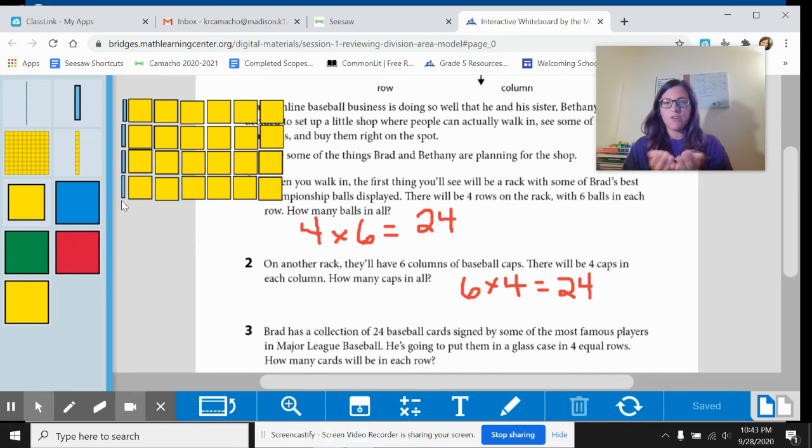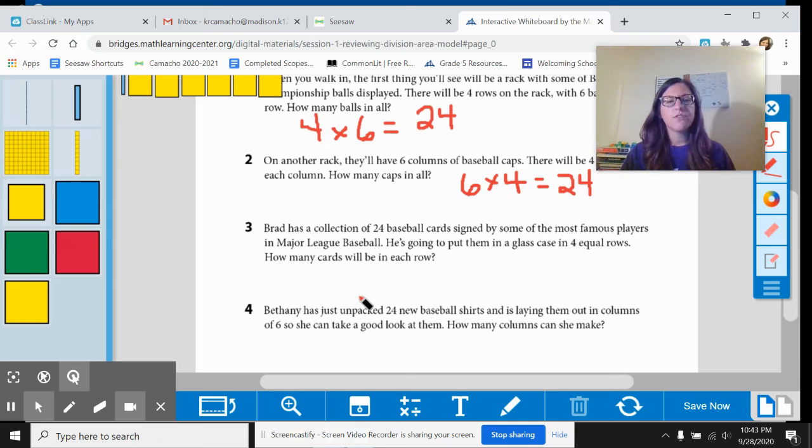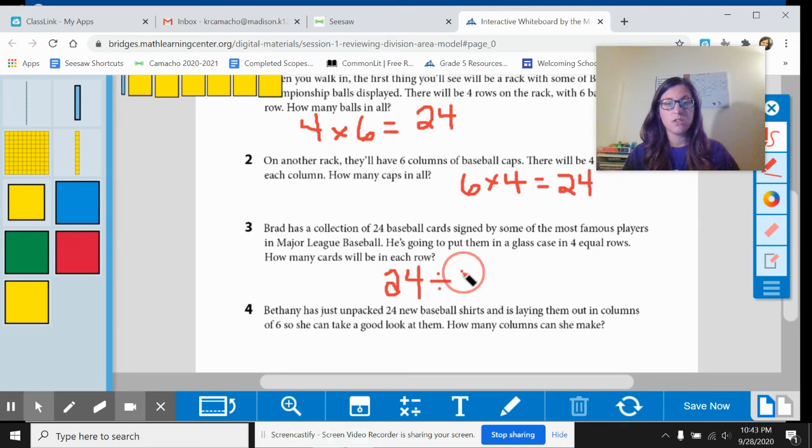So I have a stack of 24 baseball cards here. I can't automatically put 6 in each row because I don't know. So I would probably give out 1 to every single row until I ran out. I would eventually realize there would be 6 in each row. So for this one, I started with those 24 baseball cards, and I knew I had to divide those into 4 rows. And then I realized that there would be 6 in each row.